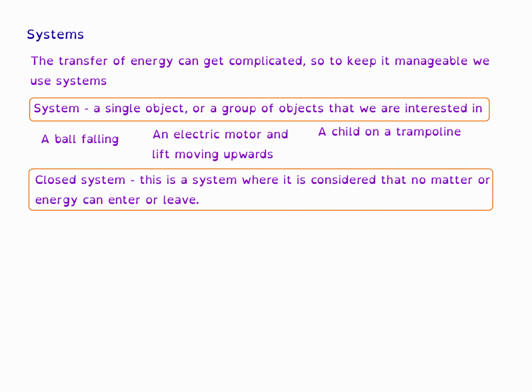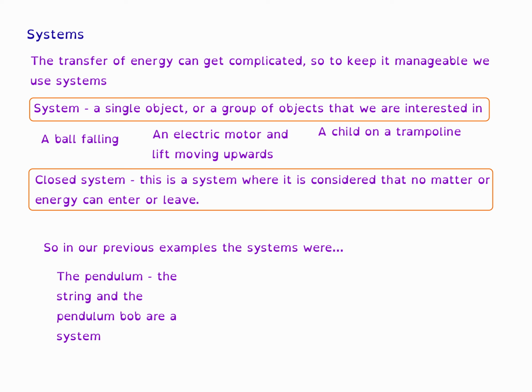A closed system is a system where it is considered that no matter or energy can enter or leave that system. In our previous examples, the systems were in the pendulum, the string and the pendulum bob are a system, and in the toy car, the car and the ramp are considered to be a system.